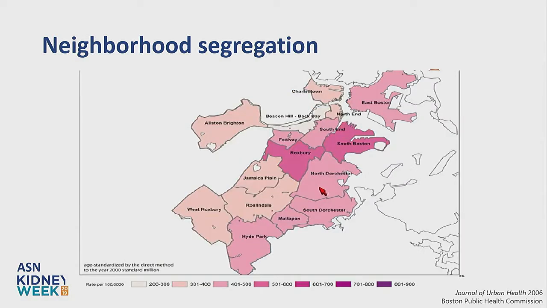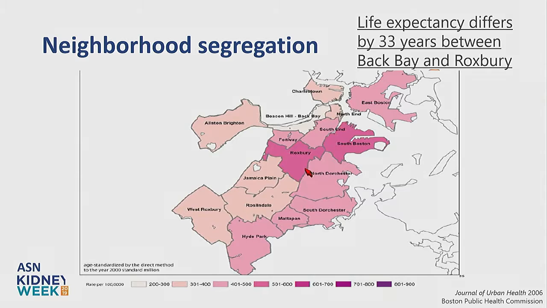So what does this mean? In 2006, a research group out of Boston University did an age-standardized early mortality analysis, looking at the different neighborhoods in Boston and what that meant. And doing that analysis, they showed that there was a life expectancy difference of 33 years between Back Bay, which is majority white residents, and Roxbury, which is majority black residents. It's just an example of how social determinants of health translate to clinical outcomes.